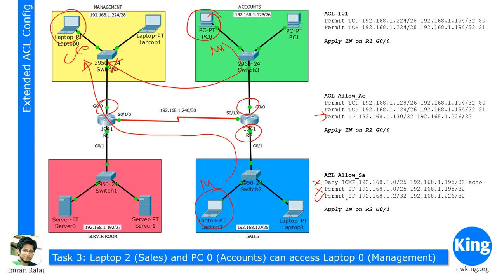So we say permit IP 192.168.1.2, which is the laptop 2, that's a host, going to 226, which is the laptop 0. It's saying permit IP. That means permit every traffic going from here to there. Similarly, in this ACL, we are going to say permit IP, same way. This computer going to this laptop, let through that traffic. This gives us all the thing.